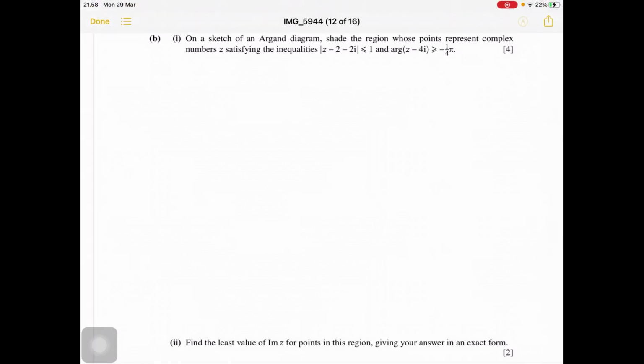8b. i. On a sketch of an Argand diagram, shade the region whose points represent complex numbers z satisfying the inequalities: the magnitude of z minus 2 minus 2i is less than or equal to 1, and the argument of z minus 4i is greater than or equal to -1/4 pi.